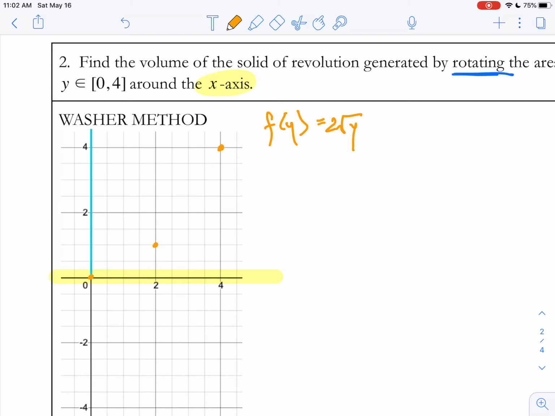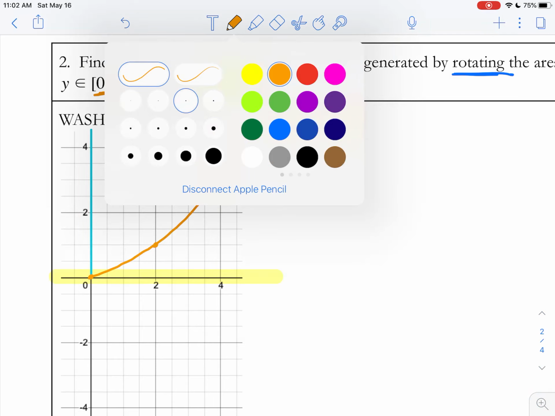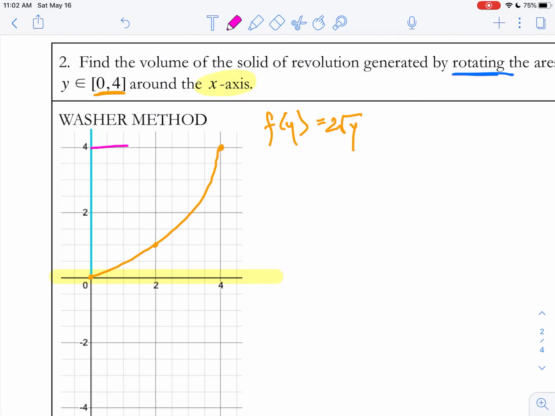So if we connect these 3 points, we'll end up with something kind of like this, all right? Now, it seems like there's no top to this. However, knowing that y is only going from 0 to 4, I can go ahead and seal off that region, okay? So I'm going to seal that off at 4. And so now I have a region very clearly bounded by the blue, the orange, and the pink. Now, because I'm rotating about the x-axis, I'm going to go ahead and sketch the reflection underneath.